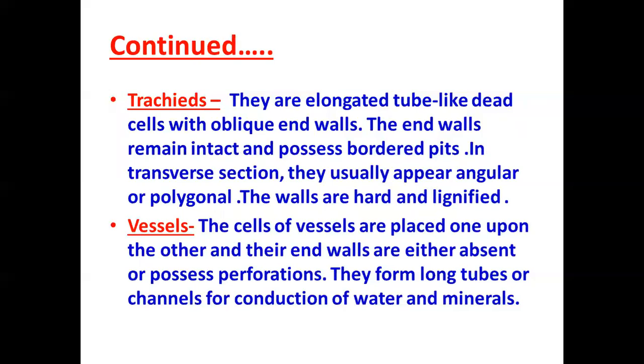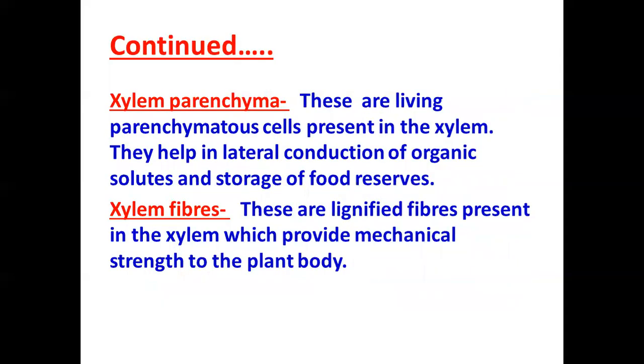Now, what are vessels or trachea? The cells of vessels are placed one upon the other, and their end walls are either absent or possess perforations. They form long tubes or channels for conduction of water and minerals. Vessels are found mainly in angiosperms, and tracheids and vessels together are considered as tracheary elements. Now, next is xylem parenchyma. Now, what is this? These are living parenchymatous cells.